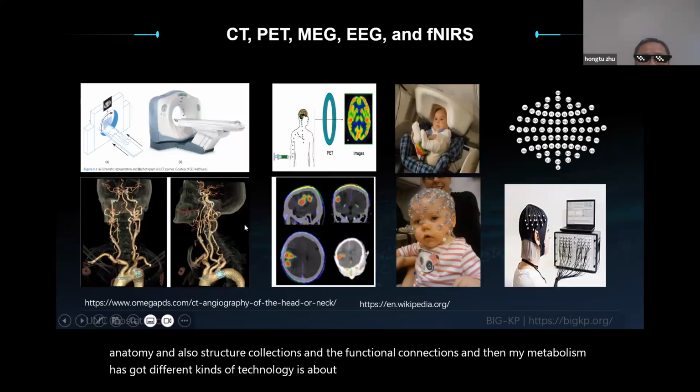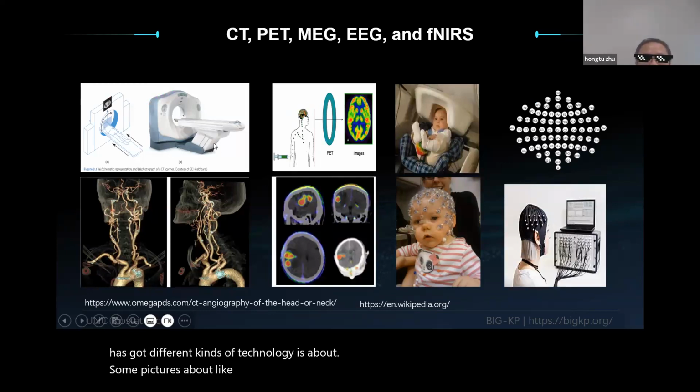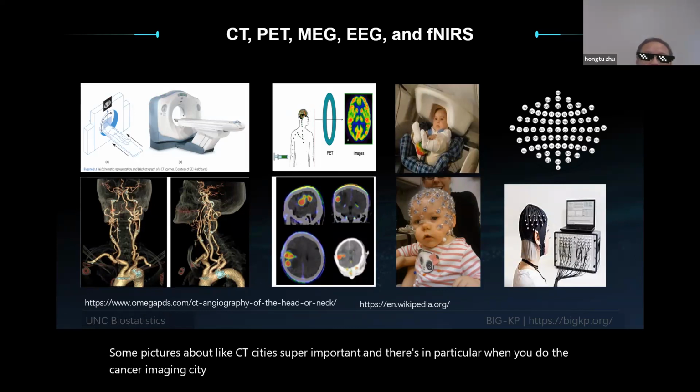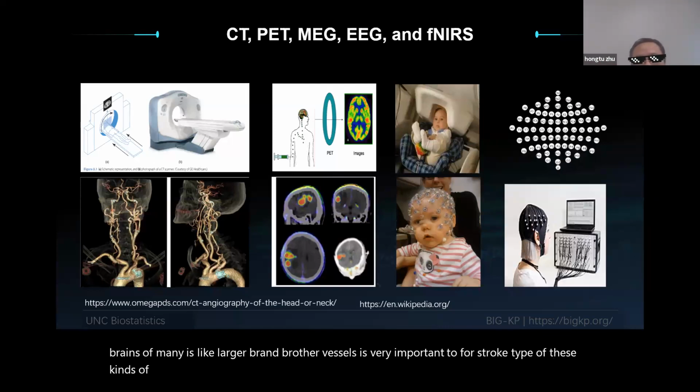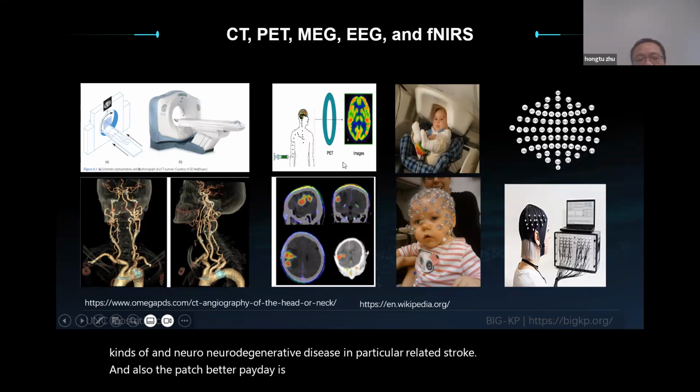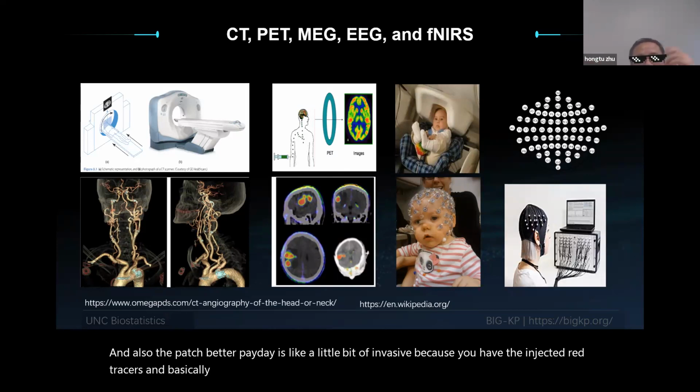I will show some pictures, like CT. CT is super important, in particular in cancer imaging, where it is one of the number one imaging modalities. Related to the brain, it shows larger blood vessels, which is very important for stroke and neurodegenerative disease, in particular related to stroke. And also PET, but PET is a little bit invasive because you have to inject tracers, and then allow these tracers to go to different parts of your body.